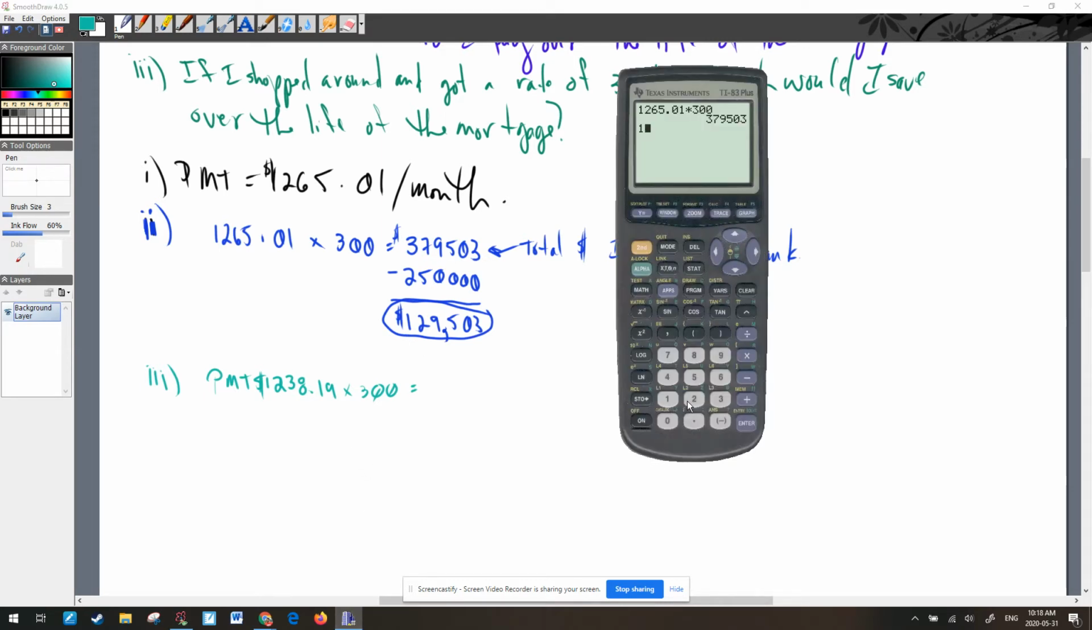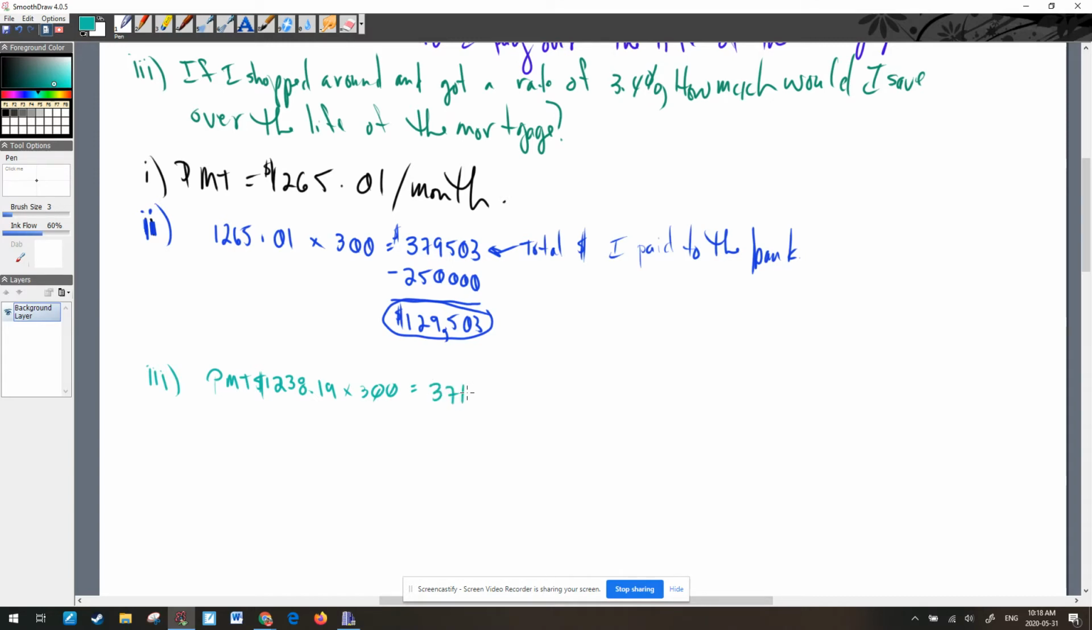So here we go. 1238.19 multiplied by 300. Oh, not 3,000. 300. And I see that it's going to be $371,457. So it's still a lot of money, but look at the difference. There's like an $8,000 difference over the life of the mortgage by just reducing the percentage by 0.2%. So it absolutely is worth your time to shop around.